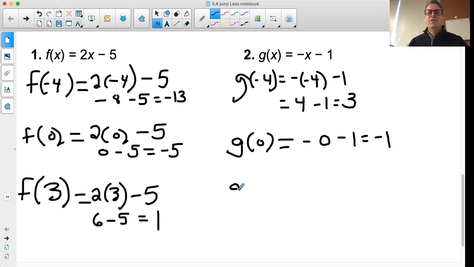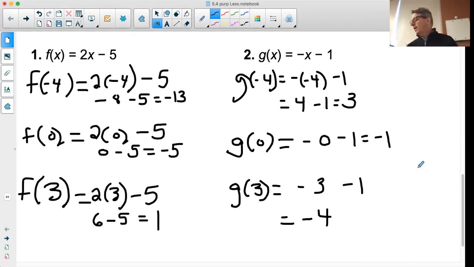And the third, g at 3. So wherever we see 3 as x, we'll place it in to take the negative of 3 and then subtract 1, and that would be a -4. Function notation, and that will be evaluating a function. That's the first type of problem that you're going to be looking at doing in this section.